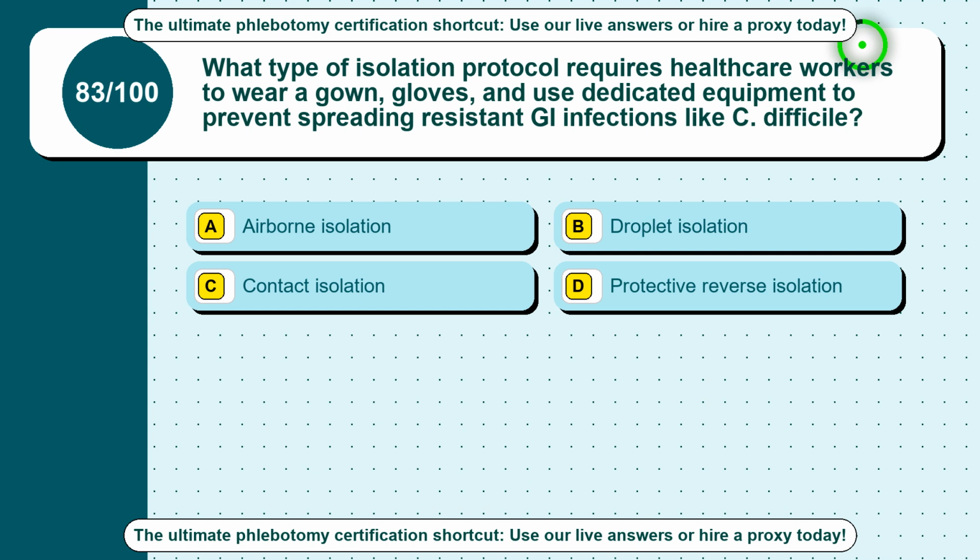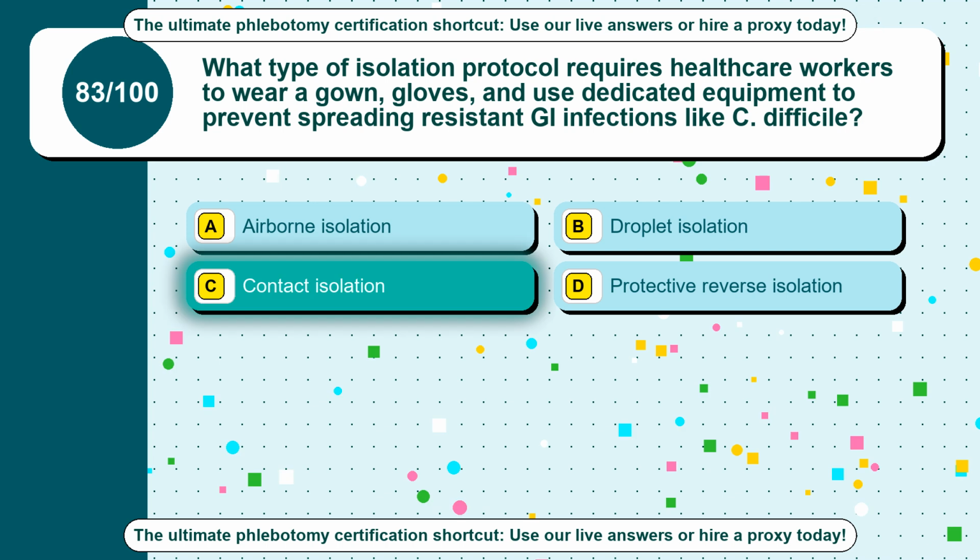Question 83. What type of isolation protocol requires healthcare workers to wear a gown, gloves, and use dedicated equipment to prevent spreading resistant GI infections like C. difficile? Option A, airborne isolation. Option B, droplet isolation. Option C, contact isolation. Option D, protective reverse isolation. The correct answer is option C, contact isolation.